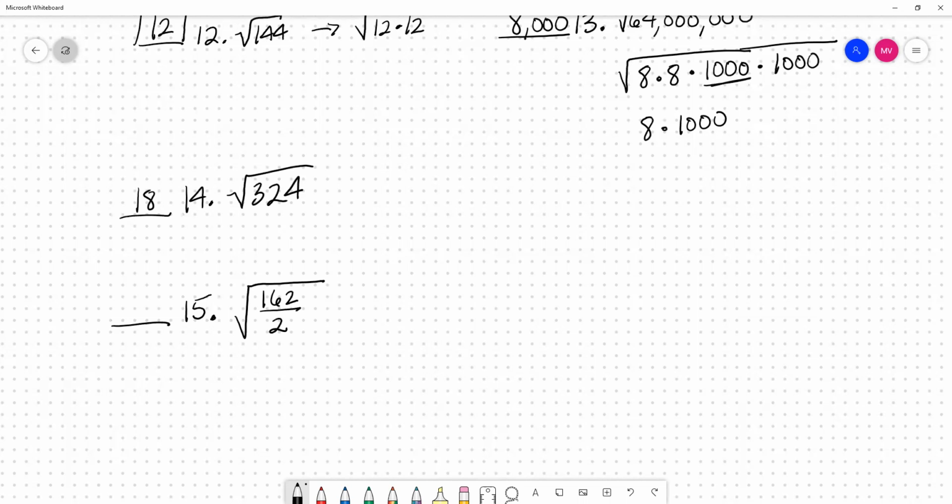Solve the fraction inside your square root first, because you'll get a whole number. I'm going to tell you right now that at this level, you will get a whole number that is a perfect square. So first we divide. 2 does not go into 1, but 2 does go into 16. 2 goes into 16 how many times? 8 times.